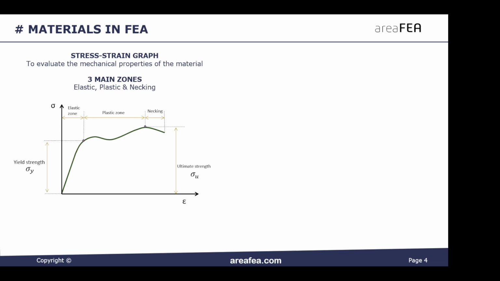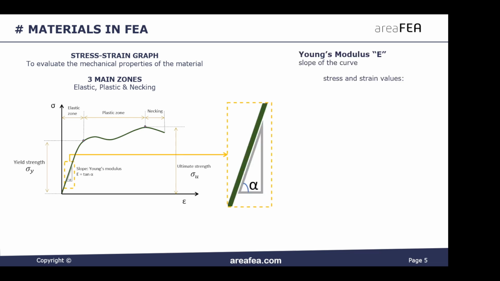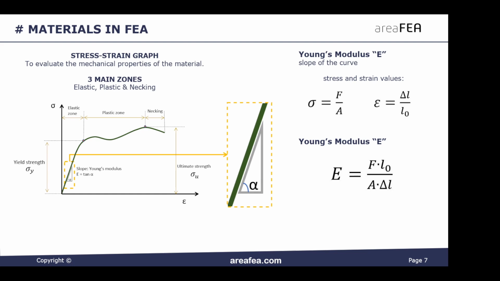Okay, let's continue. If we zoom in on the elastic zone of the material, we can obtain the Young's modulus, which is defined by the slope of the stress-strain curve in this elastic zone. Good, so if we have the values of stress and strain, by these equations we can obtain the Young's modulus expression by solving the slope of the curve, as you can see here.